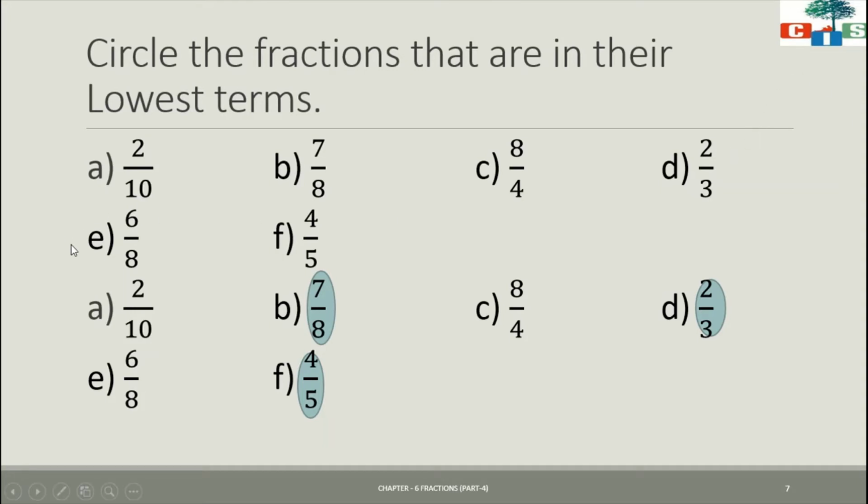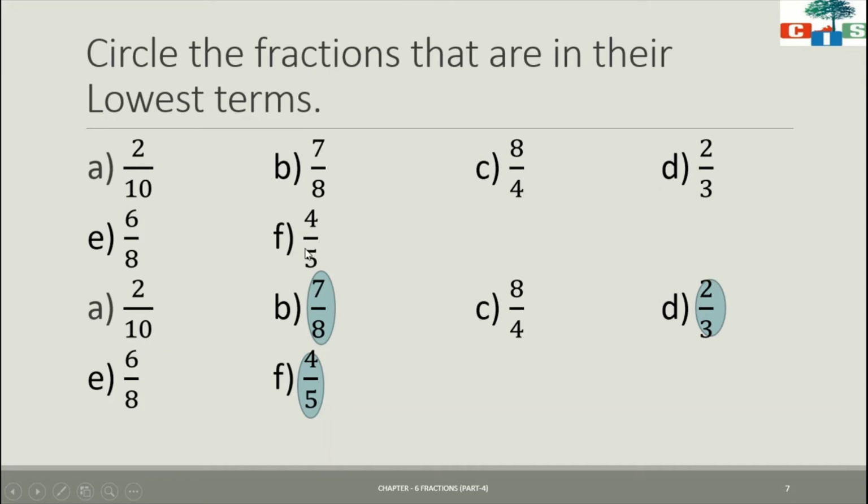Now the next fraction, that is E fraction, 6 upon 8. Again scholars, we can see that 6 and 8 both are even numbers. We can easily divide them by 2. It means 6 upon 8 is not in its lowest form. So we don't have to circle 6 upon 8.